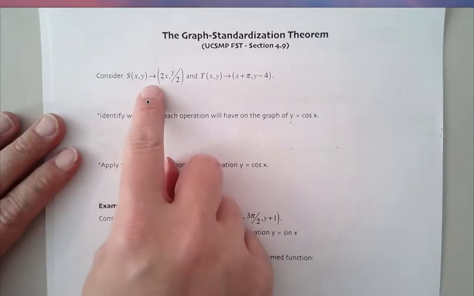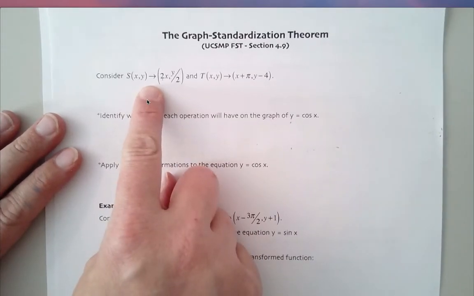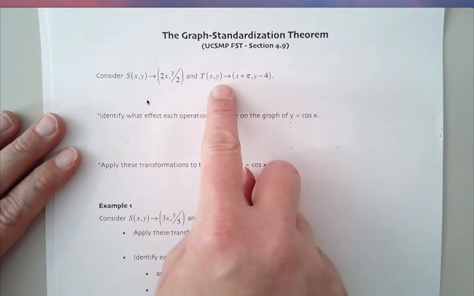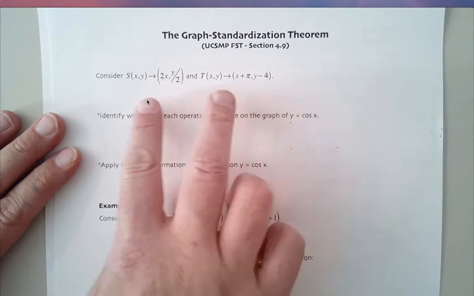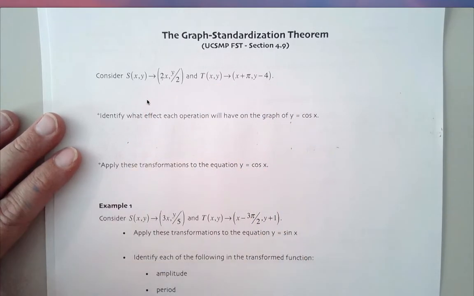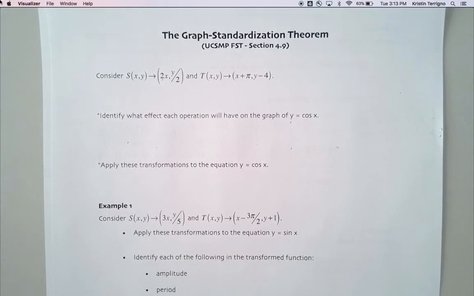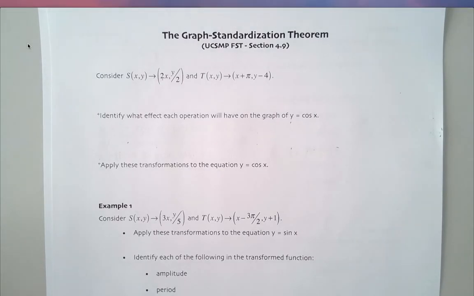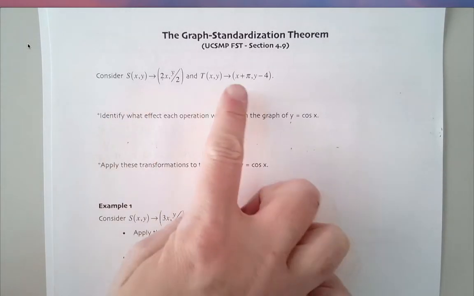So we started with size changes in lesson 4.7, and then we did translations in lesson 4.8. We're going to be doing those at the same time to a graph. So there's really not a ton of new information that I'm going to teach you today. It's really more how do you work with these things at the same time? Okay, how do you put them together? So I've started you off with an example here of both a size change and a translation.